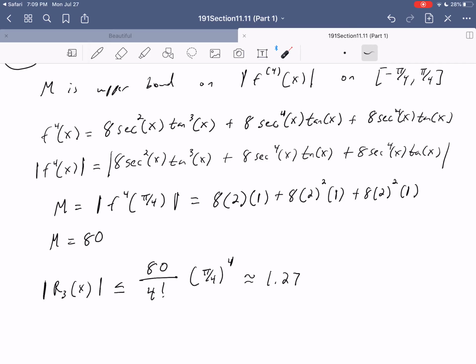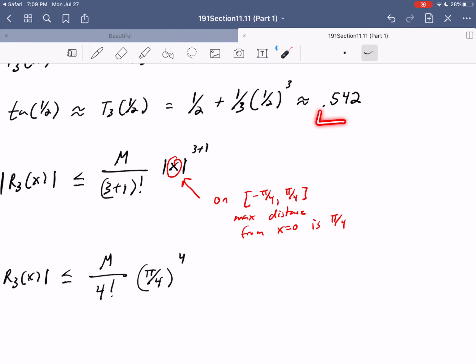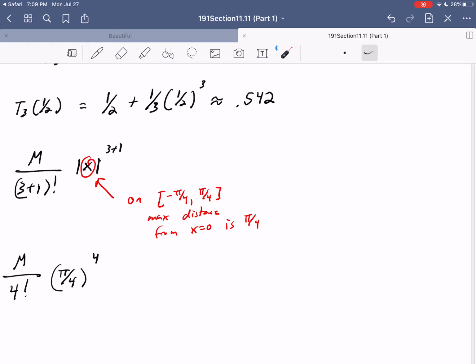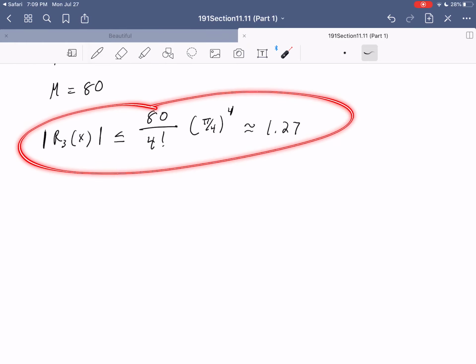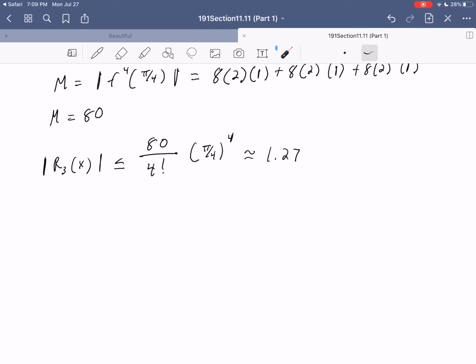So actually, the true accuracy is way, way better than that. Like we said, if you actually compare on like a calculator, we got 0.542 when estimating tangent of 1/2. The actual thing is about 0.546, so we were only off by about 0.004. This is a way overestimate, but it is the maximum error that could possibly occur. So again, no reason to say that this Taylor inequality tells us the exact error. It just gives us an upper bound on the worst case for our approximation.